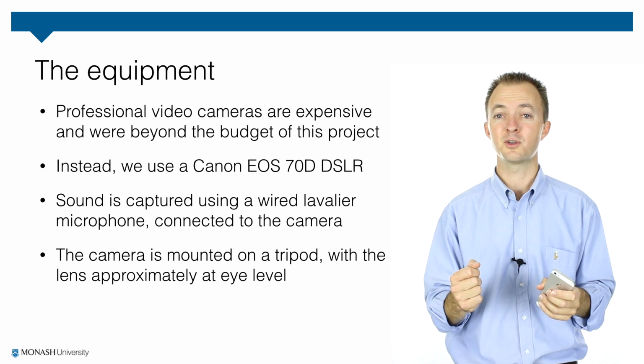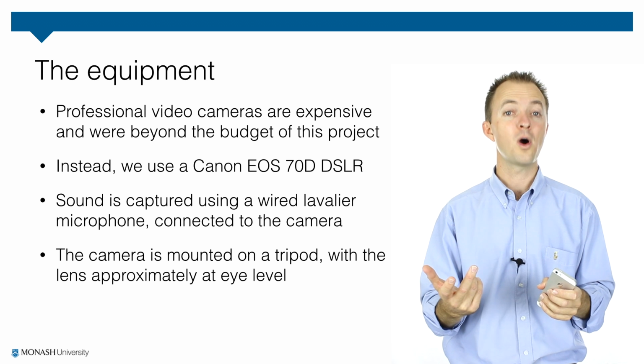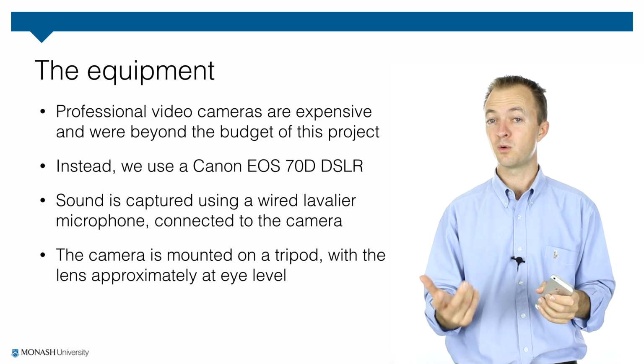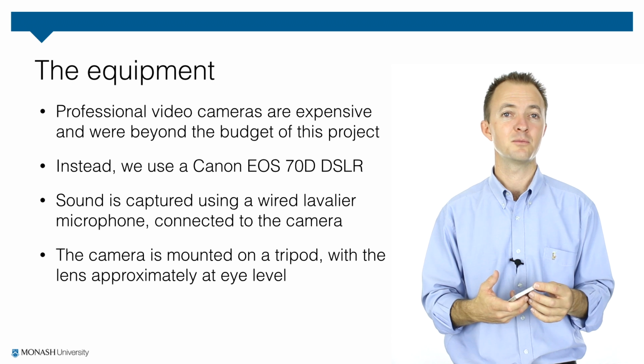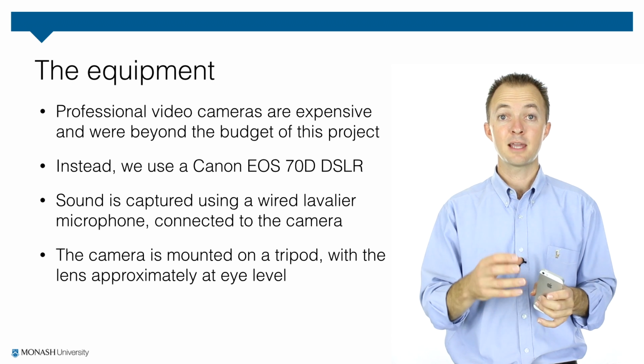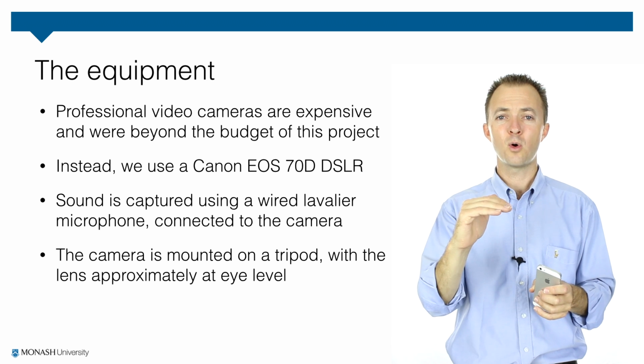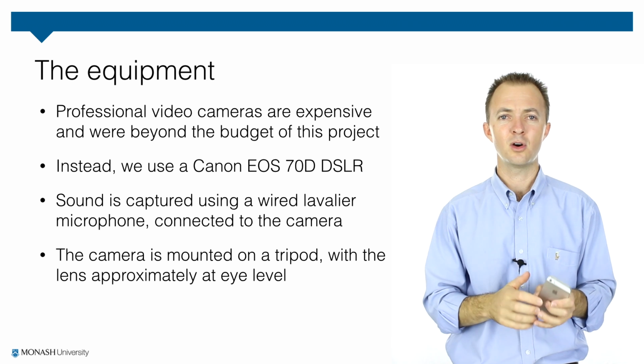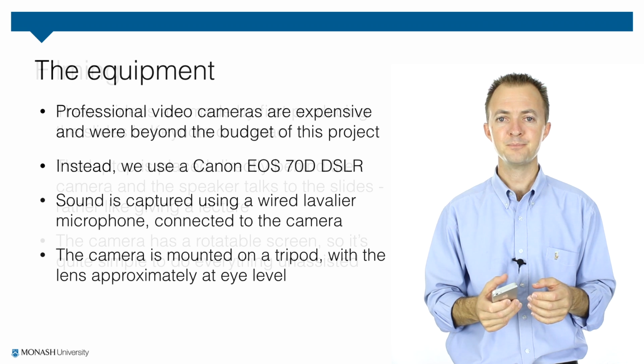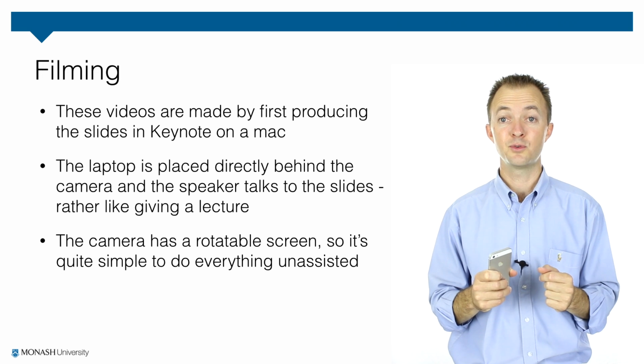It costs about $30 on eBay. If you want to use a wireless one, that's also quite good, although it's significantly more expensive. The camera itself is mounted on a tripod, and I've got it mounted up quite high so that it's about eye level with me. So how do we actually collect the footage?